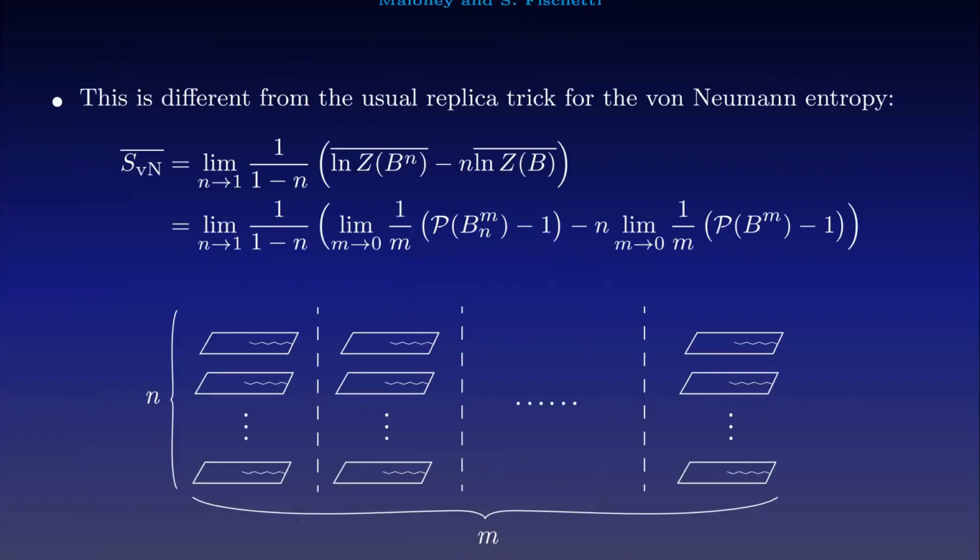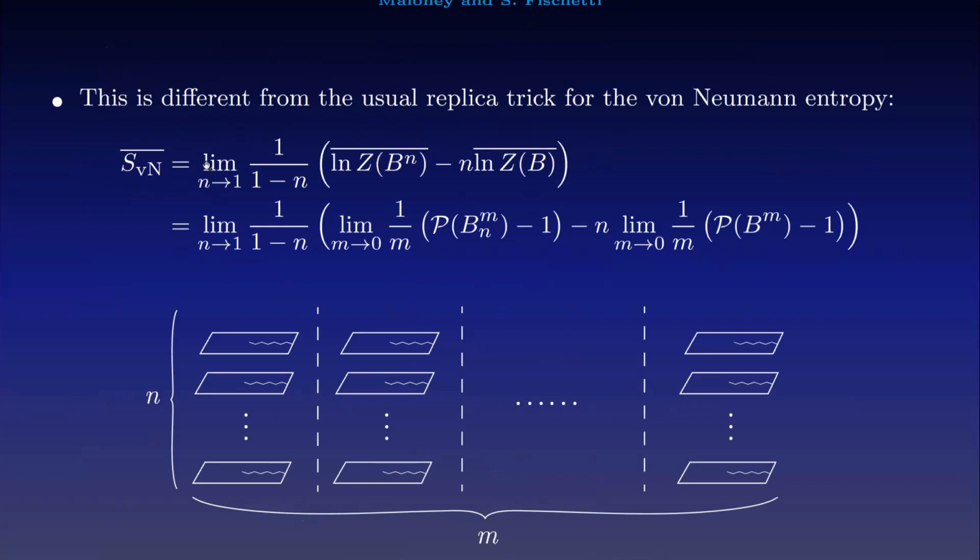So just to make it quite clear how this is different from what we normally use to calculate the Rényis, this is an example of a Rényi entropy calculation. So here we have the von Neumann entropy, and this overbar simply indicates that this is an ensemble average that we're calculating. And so here we have these two logarithms. This is the replica trick for the Rényis.